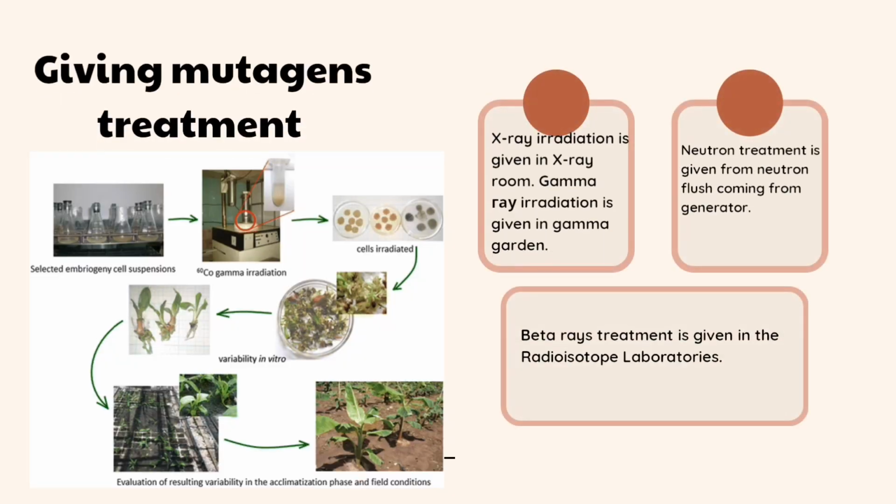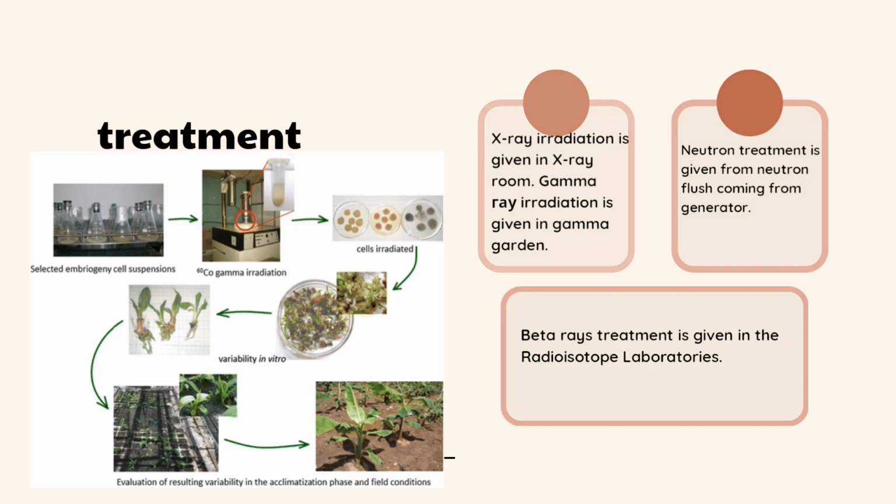Next is giving mutagens treatment. Firstly, X-ray irradiation is given in the X-ray room. Gamma ray irradiation is given in the gamma garden. Next, neutron treatment is given from neutron flash coming from a generator. And lastly, beta rays treatment is given in the radioisotope laboratories.